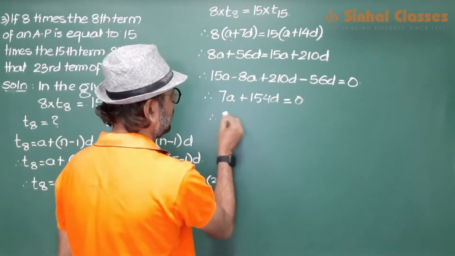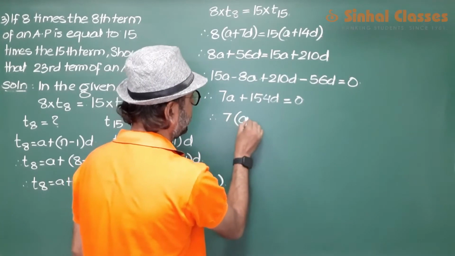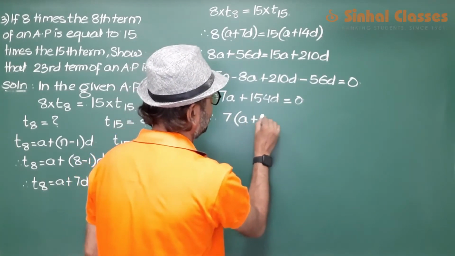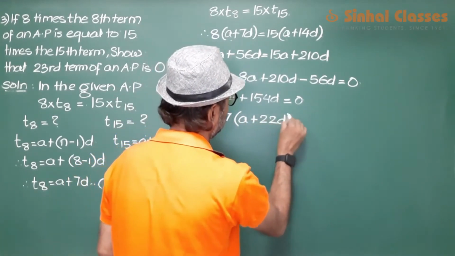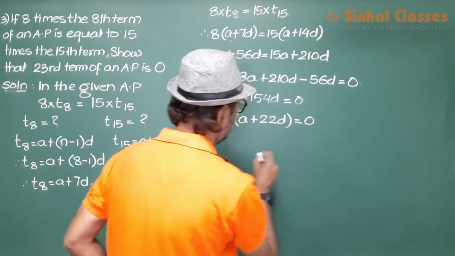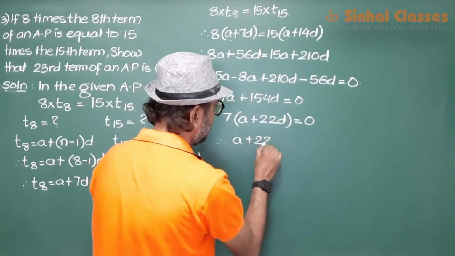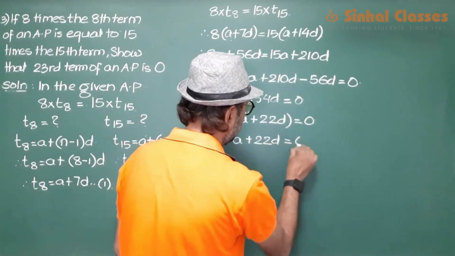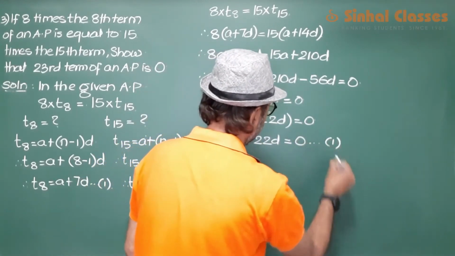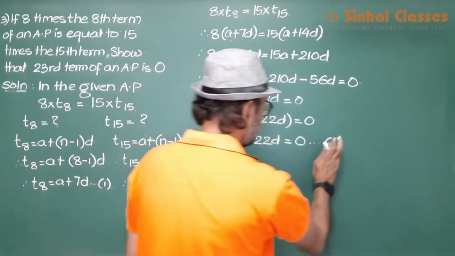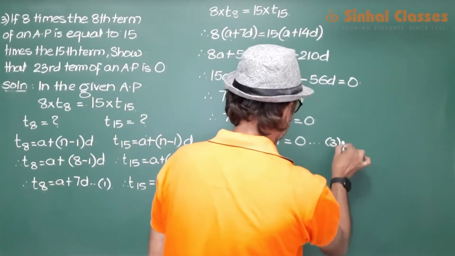and so 7a plus 22d, therefore a plus 22d is equal to 0. This is statement number 3.